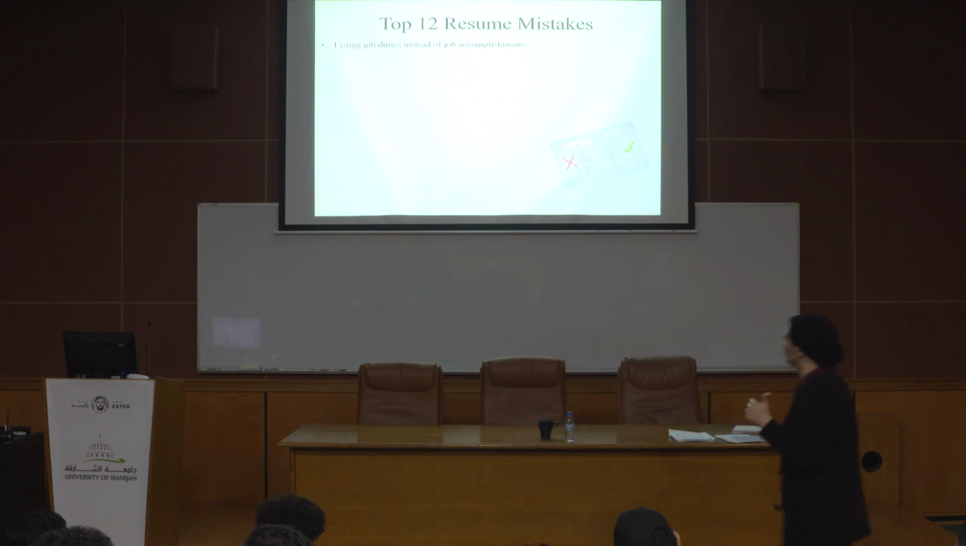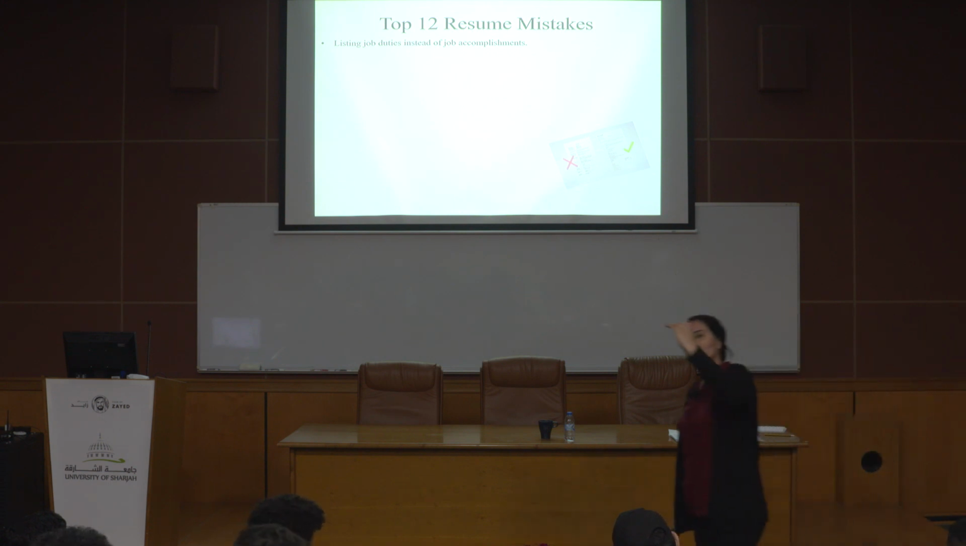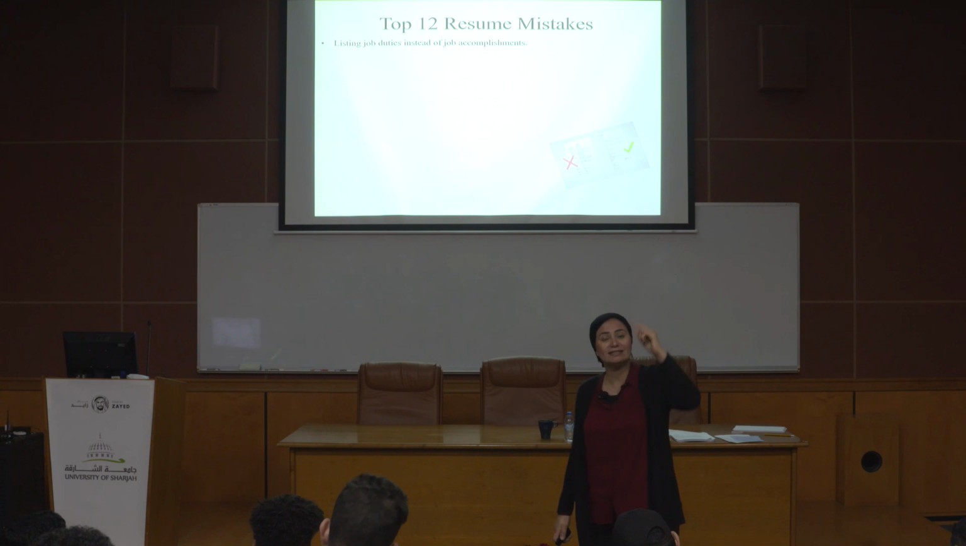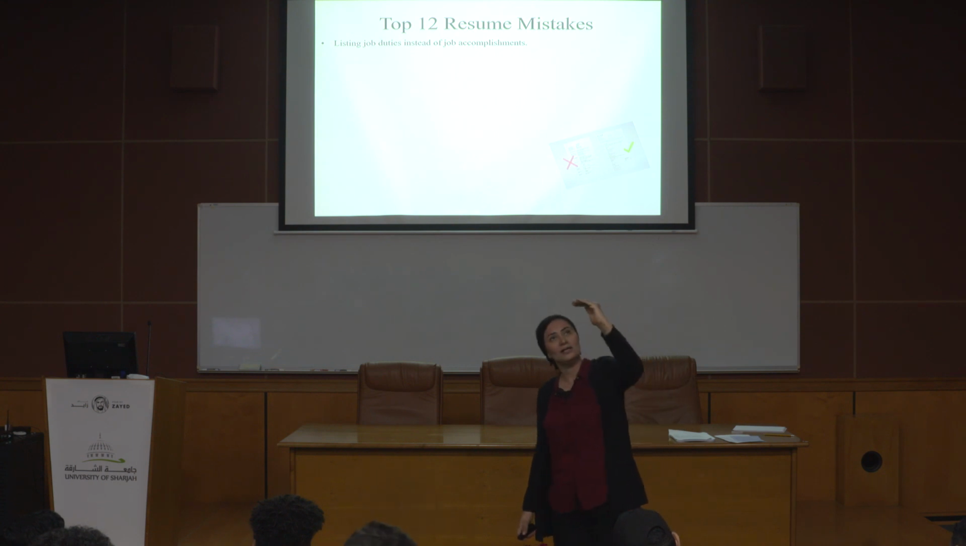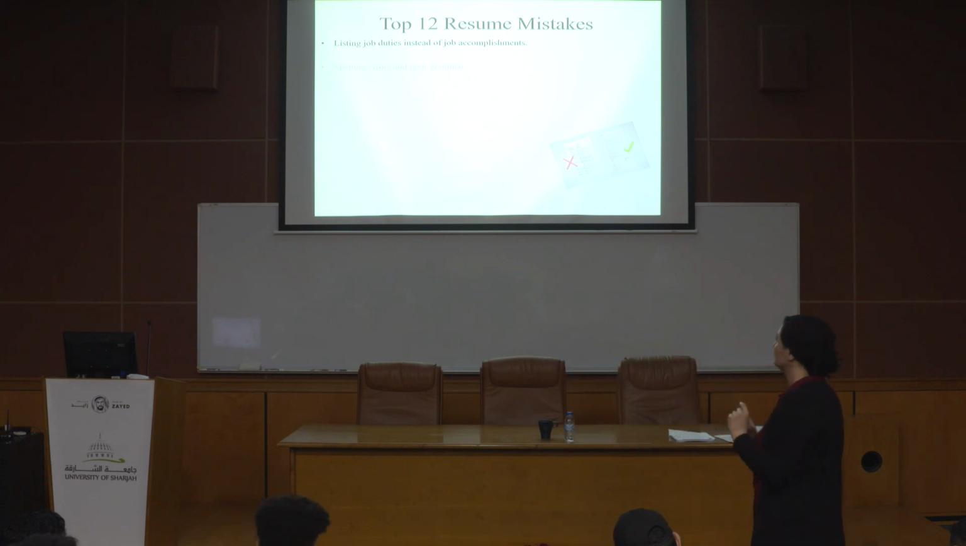رقم 1. Number 1. Listing job duties instead of job accomplishments. دي اللي لسه قايلينها. Don't mention that my job is to do this and this and this. No, you mention that I accomplished 1, 2, 3, 4. Here is the difference. It shows how hardworking you are.